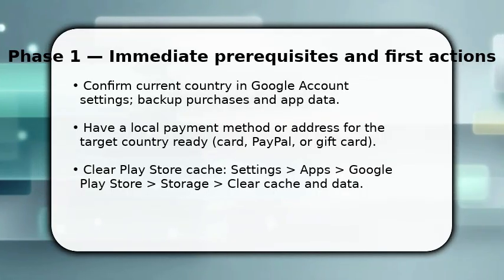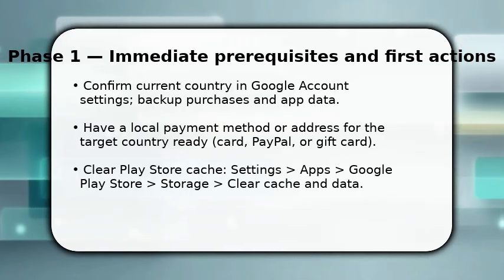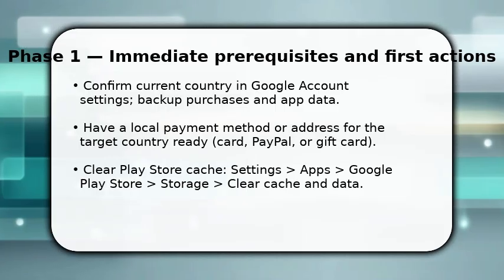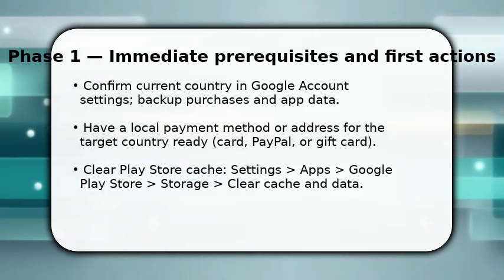Now open the Google Play app, make sure you're signed into the correct account. Then go to the left menu, tap Account, and locate Country and Profiles to see available country options. This gets you into the change workflow immediately.